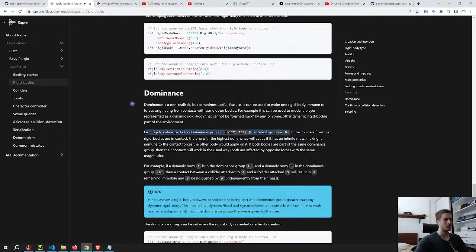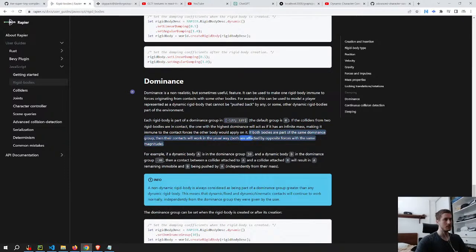Each rigid body is part of dominance group N, -127 to 127. The default group is 0. If the colliders from two rigid bodies are in contact, the one with the highest dominance will act as if it has infinite mass, making it immune to the contact forces the other body would apply on it. If both bodies are part of the same dominance group, then their contact will work in the usual way. Both are affected by opposite forces with the same magnitude.